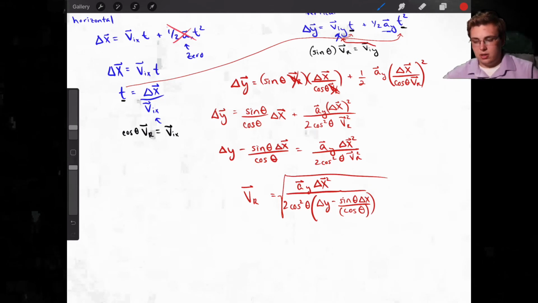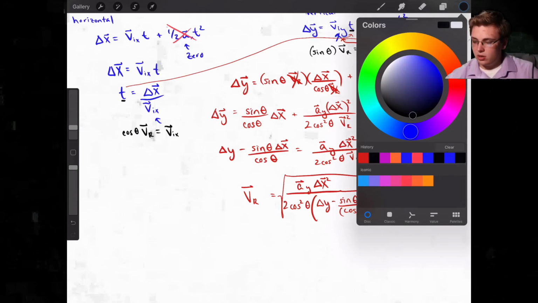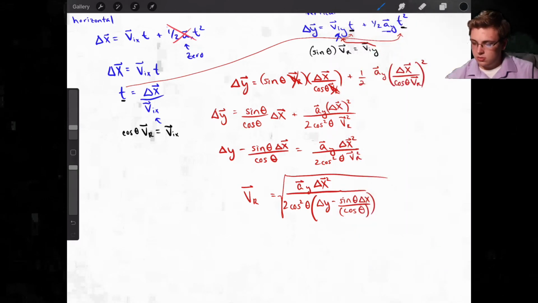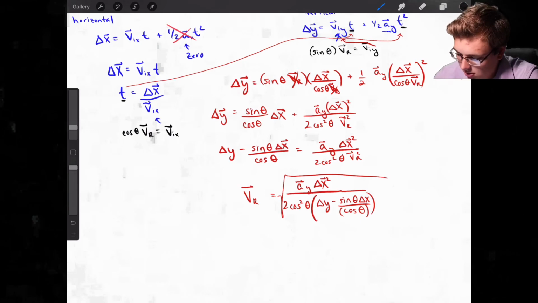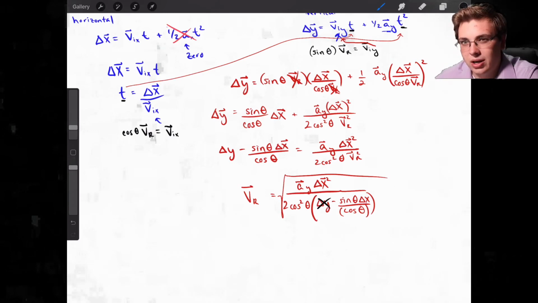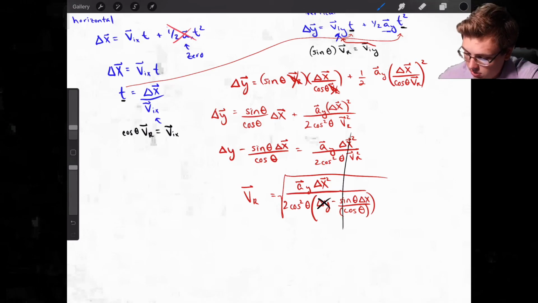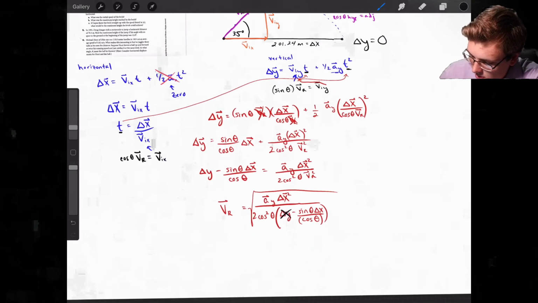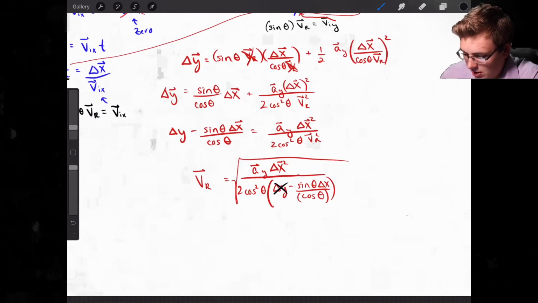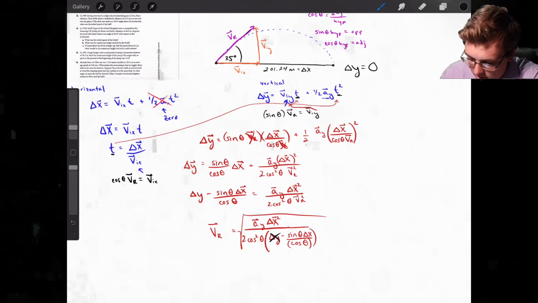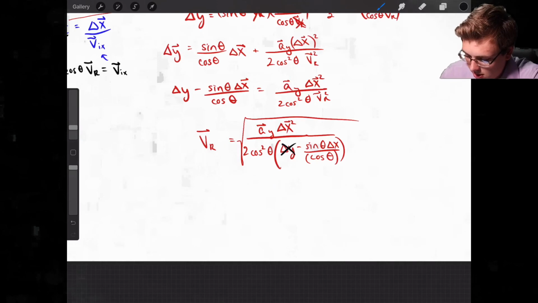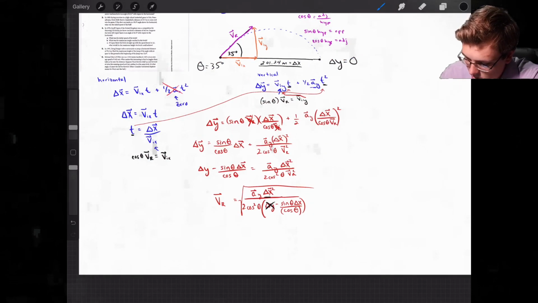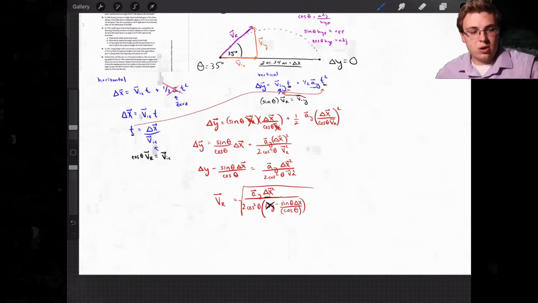Well, in our particular case, when we plug in all these numbers, we can see that our delta y is 0, because we started here and ended here, so our delta y equals 0. Now, what's our theta? Our theta is 35 degrees. What's our x? Our x is 201.24.